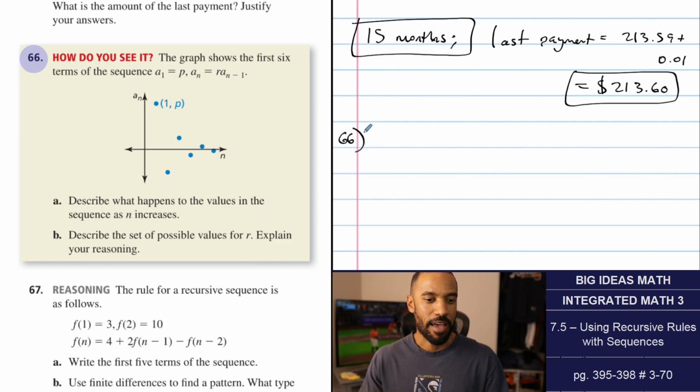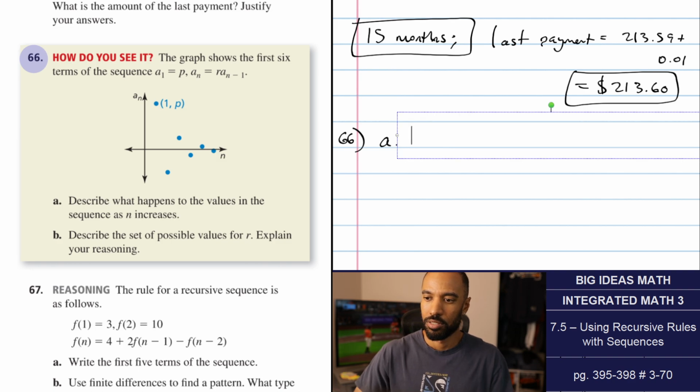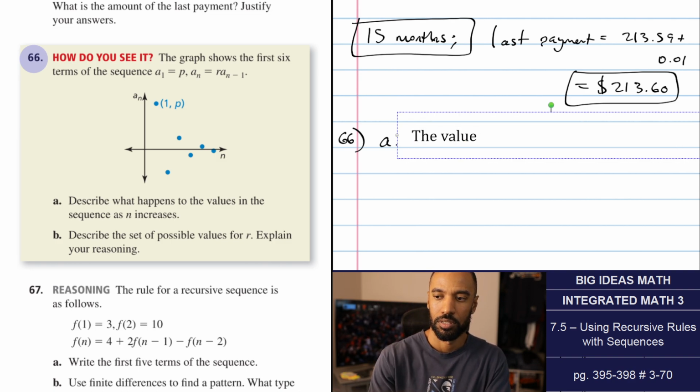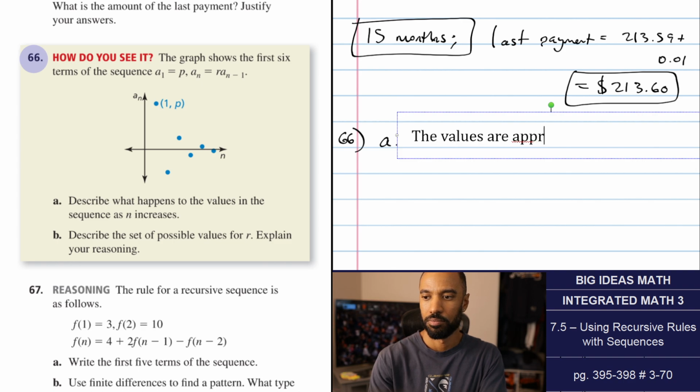Describe what happens to the values in the sequence as n increases. The values are getting closer to 0. The values are approaching 0.